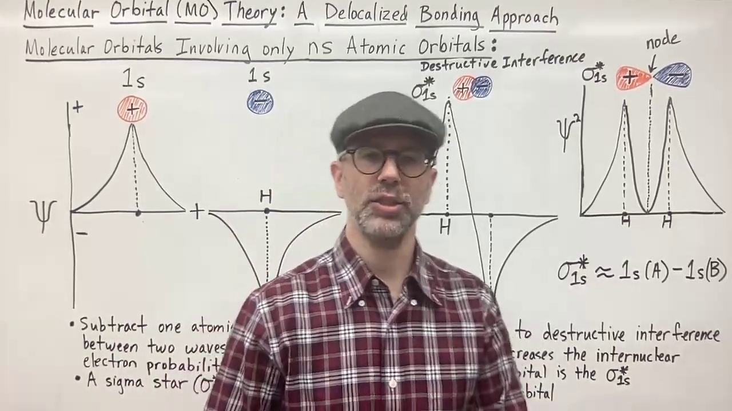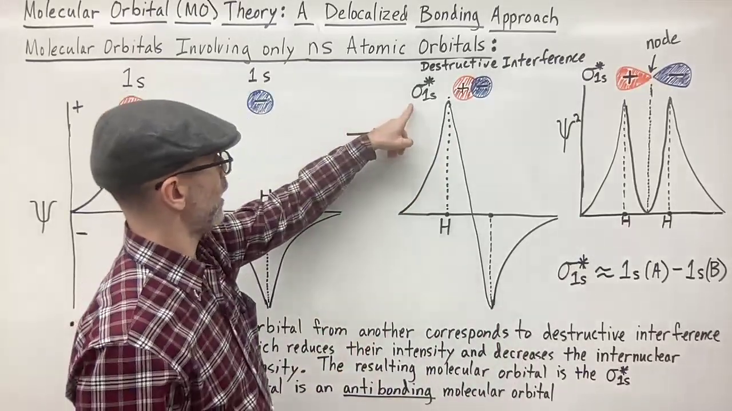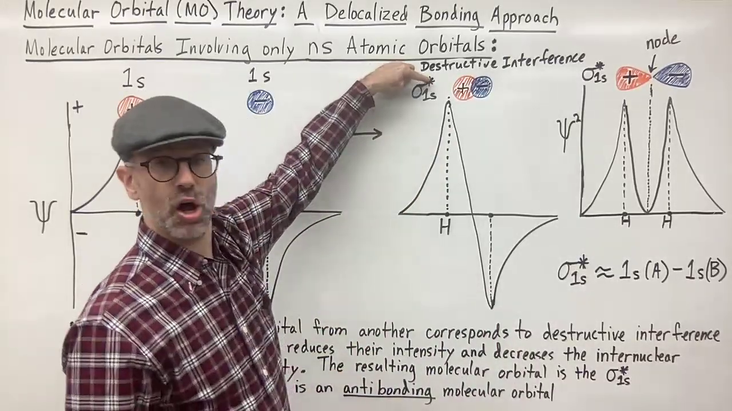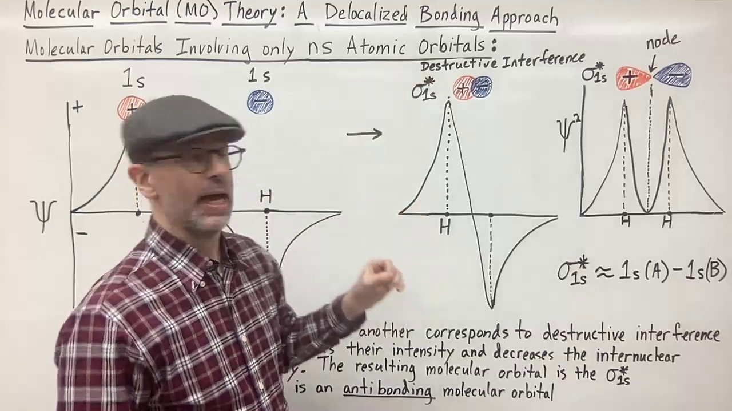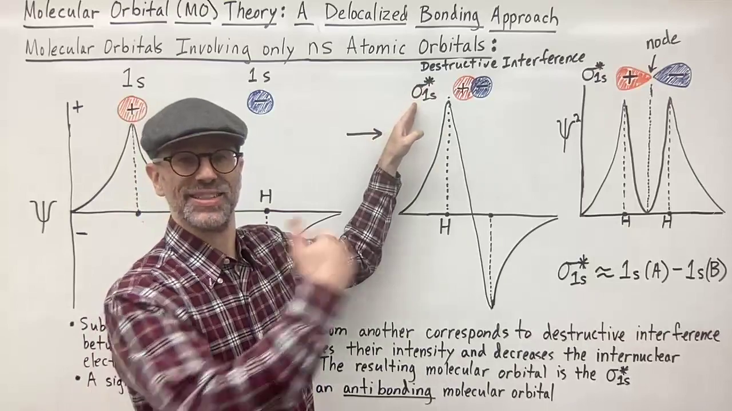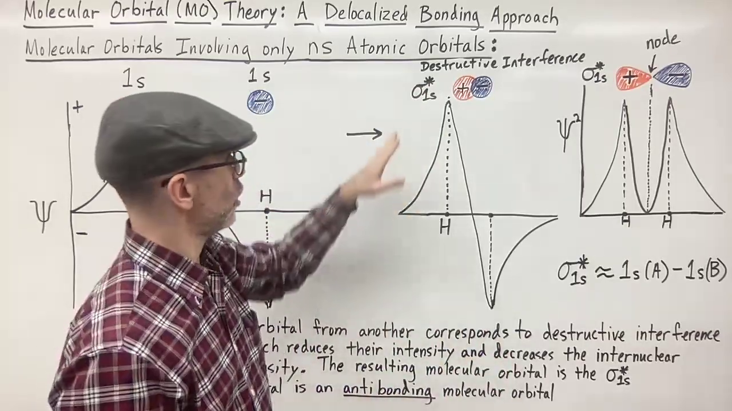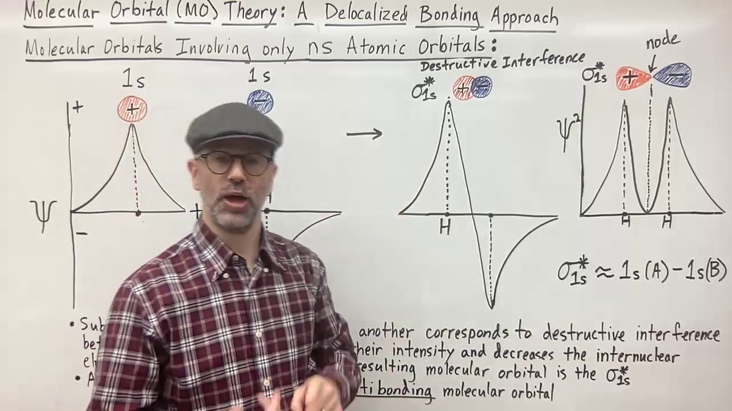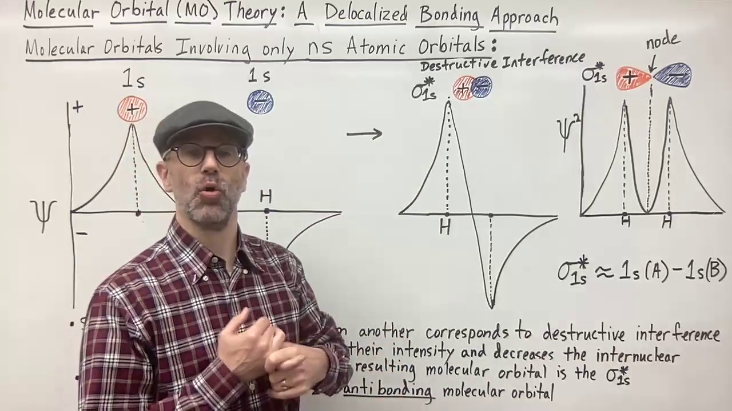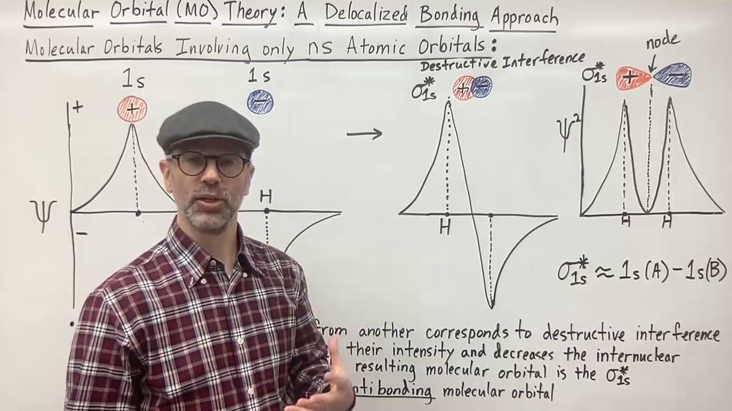So just to talk about how to pronounce these things. When there's no star, it's called sigma 1s. And then when there is a star, it's called sigma 1s star. So you put star after the 1s. So the two molecular orbitals that we form are the sigma 1s and the sigma 1s star molecular orbitals.